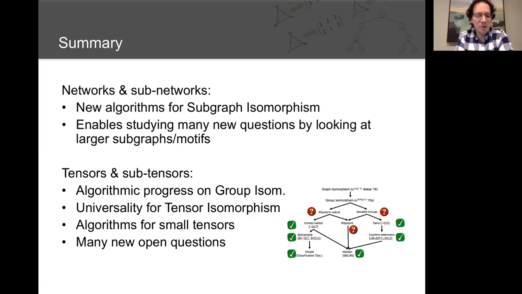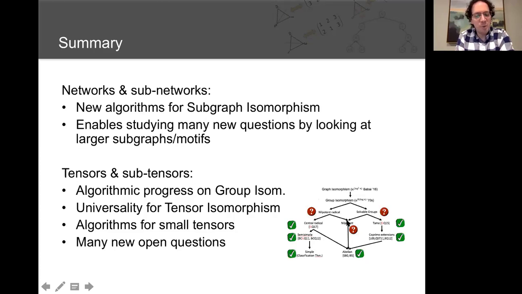And in the case of tensors, we have some algorithmic progress on group isomorphism, which, if you remember this picture, is sort of headed in the direction of general group isomorphism. I wouldn't say we're close, but the point is, the things that we've worked on are part of this larger program.